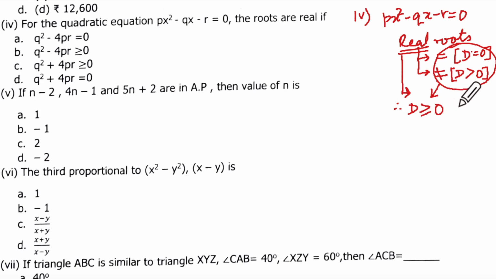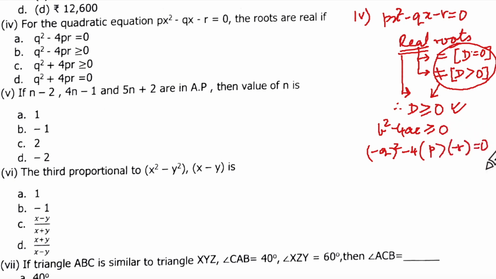And many of you went wrong in this step. So your b square minus 4ac is greater than or equal to 0. B is minus q. Minus 4 into p into minus r, greater than or equal to 0. So q square plus 4pr is greater than or equal to 0. Which one is it? C.